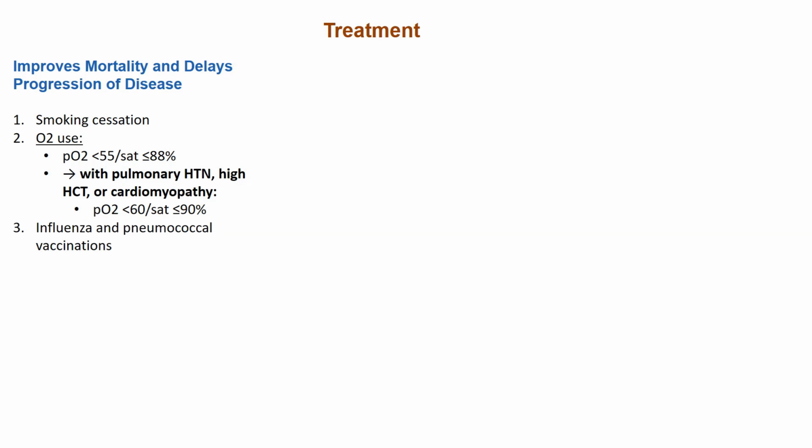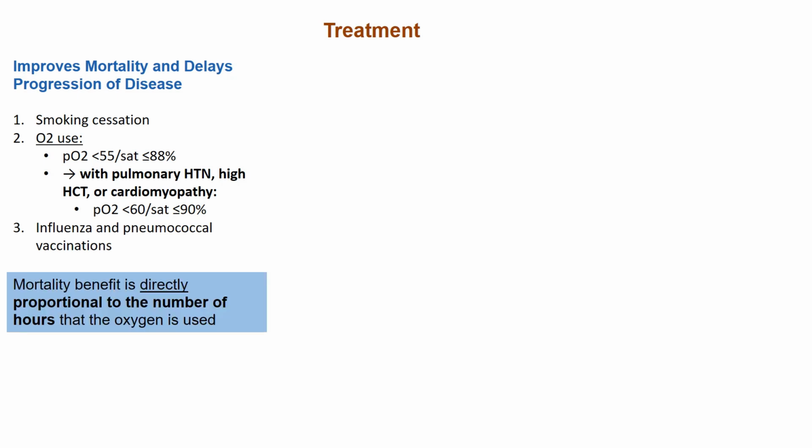lower. The threshold is higher when the patient has pulmonary hypertension, high hematocrit, or cardiomyopathy. We use the oxygen in these patients if the saturation is 90% or lower. Influenza and pneumococcal vaccinations also improve mortality and delay progression of the disease. Mortality benefit is directly proportional to the number of hours that the oxygen is used.